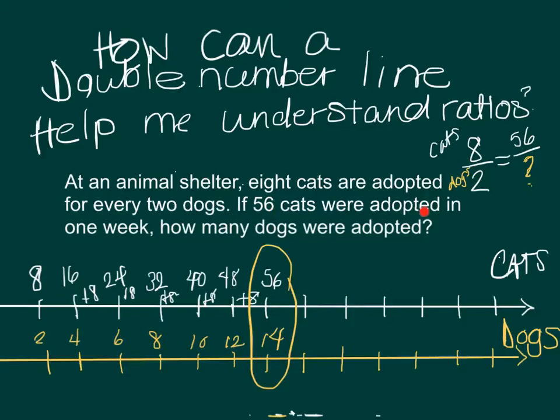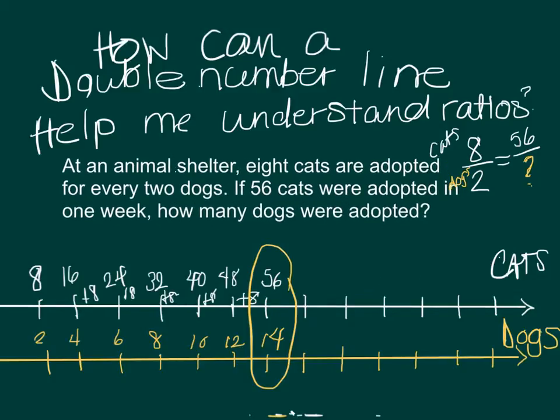If 56 cats were adopted in 1 week, how many dogs were adopted? So down here on the dogs number line, I say 2, 4, 6, 8, 10, 12, 14, because it says for every 8 cats, 2 dogs. So I come down here, I get even with 56 right here. I get the number 14, and I know I can stop there. Now, can I have done this a different way? Most certainly I could have.